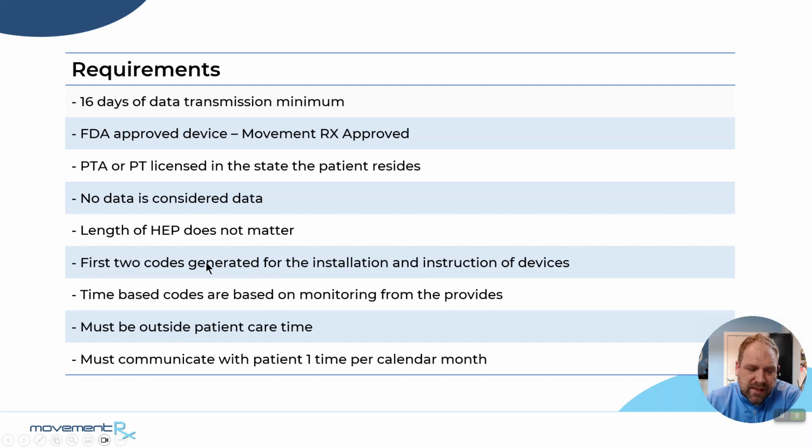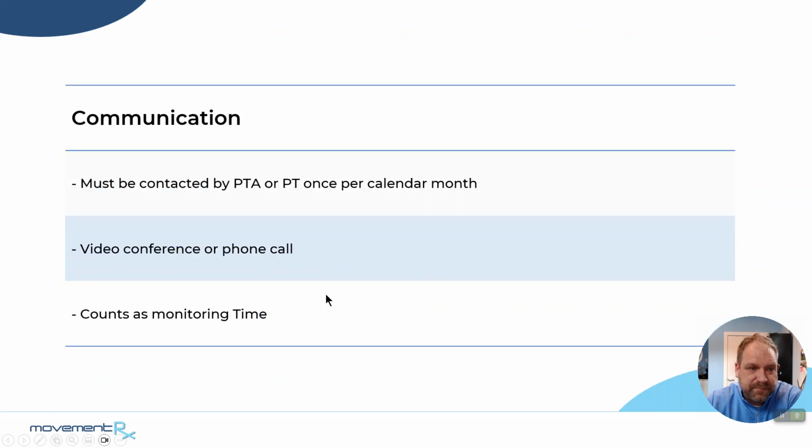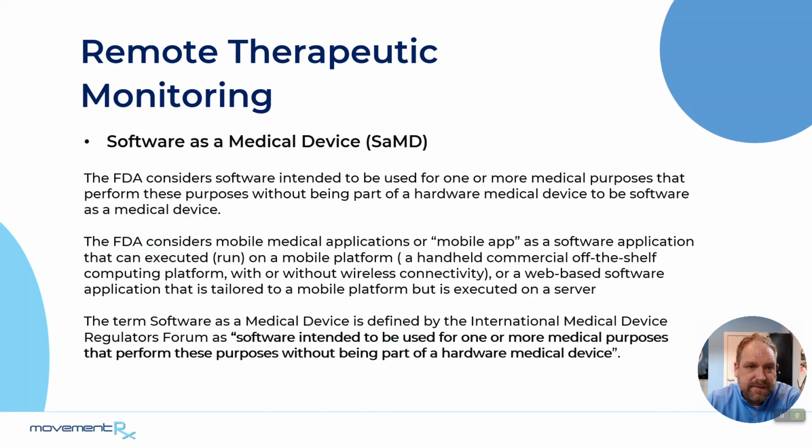Again, the first two codes are more like technology-based codes, and the last two codes are the monitoring time-based codes. There must be communication with the patient one time in a calendar month outside of patient care time. Also, the remote provider has to be able to communicate with the supervising therapist. That could be text, email, phone call, or a chatting system. They just have to be able to get a hold of the physical therapist in case, when they contact the patient, something's wrong. That communication is really important. The cool thing is that all communication the remote provider has with the patient, which is required once a month, and with the therapist who evaluated the patient, is all considered monitoring time. So that adds up as part of your 20 minutes.